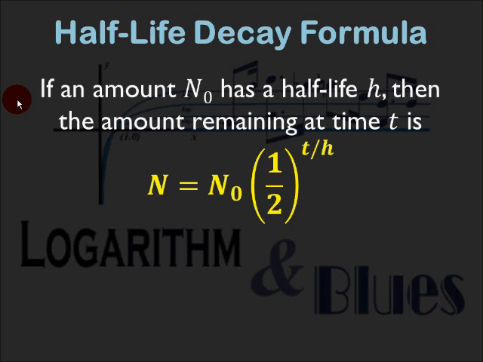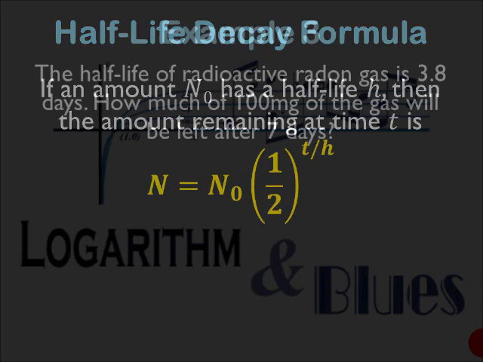Our third formula is the half-life decay formula. If an amount n naught has a half-life, h, then the amount remaining at time t is n equals n naught times 1/2 to the t over h power. This is a very similar formula to the doubling formula. The only difference is, instead of a 2 here, which represents the doubling, we have a 1/2, which represents the half-life. Alright, let's see how this works.